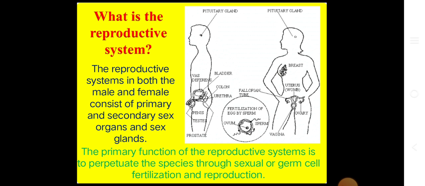What is the reproductive system? The reproductive systems in both the male and female consist of primary and secondary sex organs and sex glands. The primary function of the reproductive system is to perpetuate the species through sexual or germ cell fertilization and reproduction.